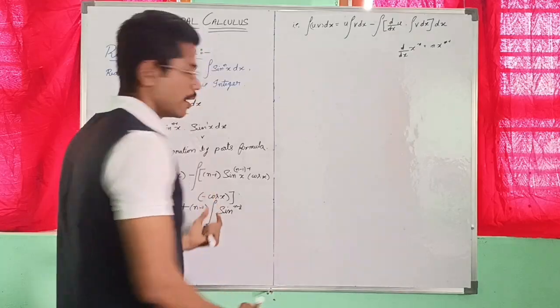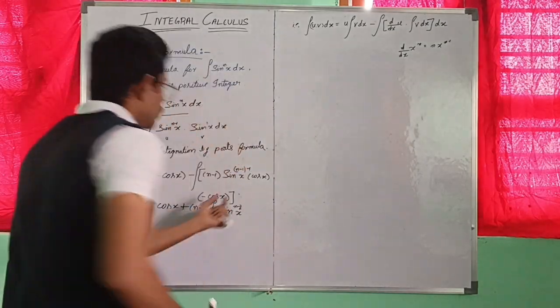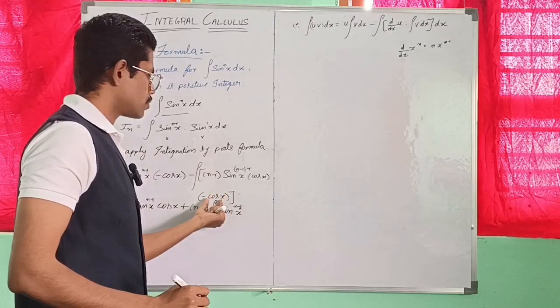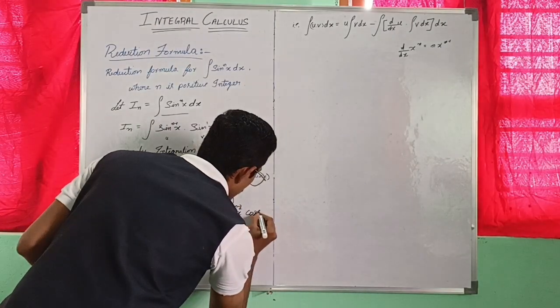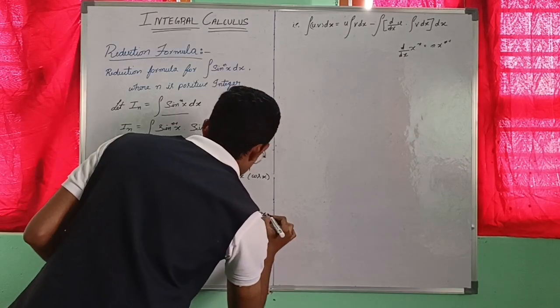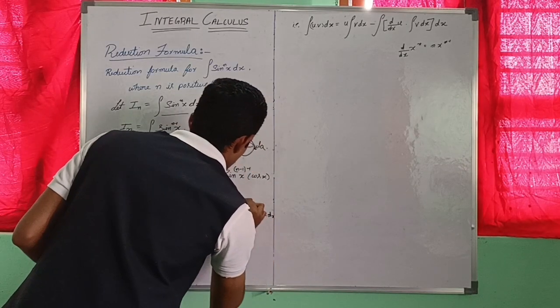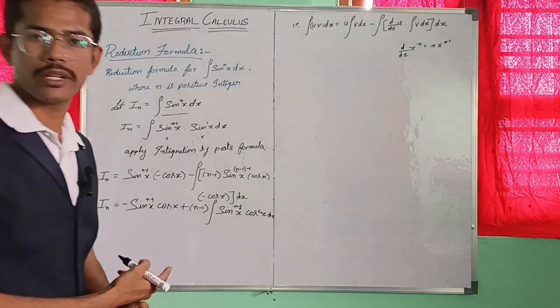Sine power n minus 2 x into cos x into cos x is cos square x dx. Here also we have to write dx. Did you understand up to here?